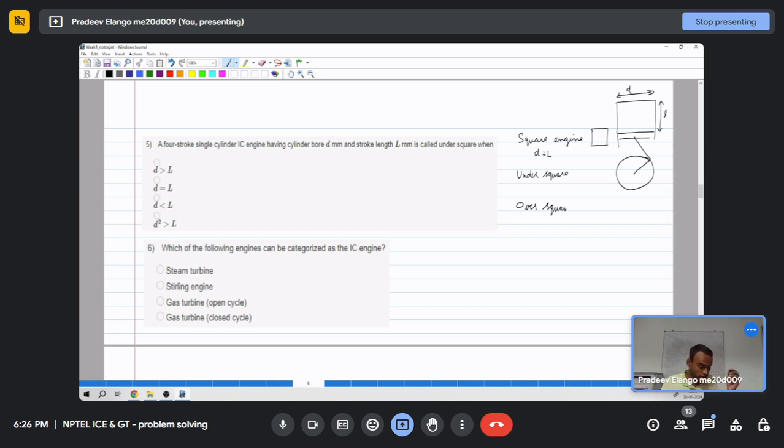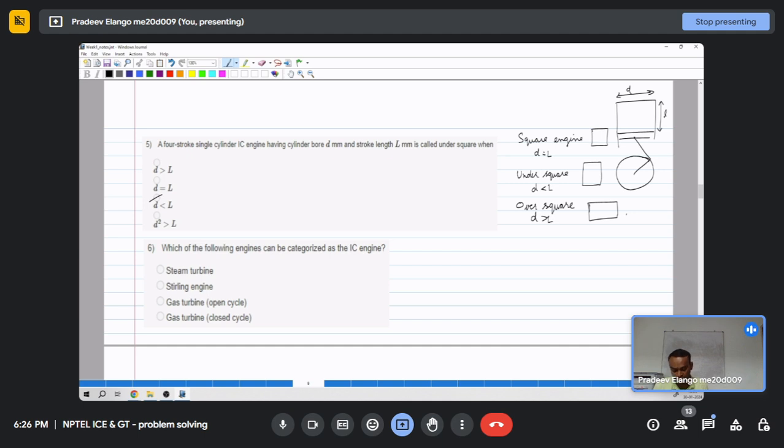For over square engine, it is a rectangle like this. So that means D is greater than L. For underscore engine, it is a vertical rectangle like this. So that is D less than L. So now we want underscore, so underscore is D less than L.